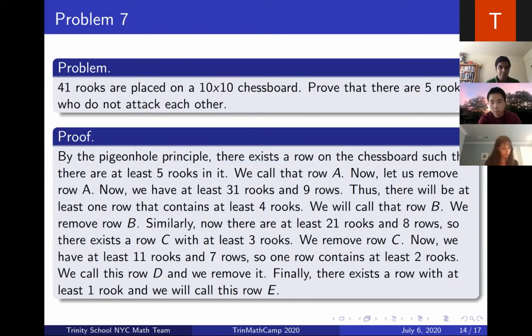So we can say by the pigeonhole principle, there exists a row on the chessboard such that there are at least 5 rooks in it. And so let's just make sure why this is true. So we're essentially looking at rows.